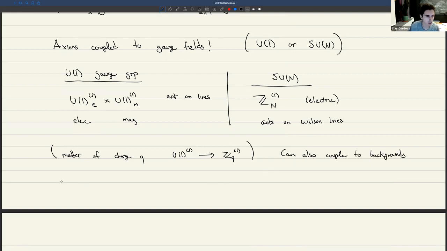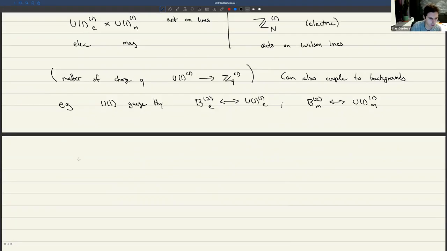So let's do the U1 case. For U1 gauge theory, we would have a background field B2E, which is associated to this U1 electric one-form symmetry. And we would have a two-form background field B2M, which is associated to the magnetic one-form symmetry. And the action is quite easy to write down.